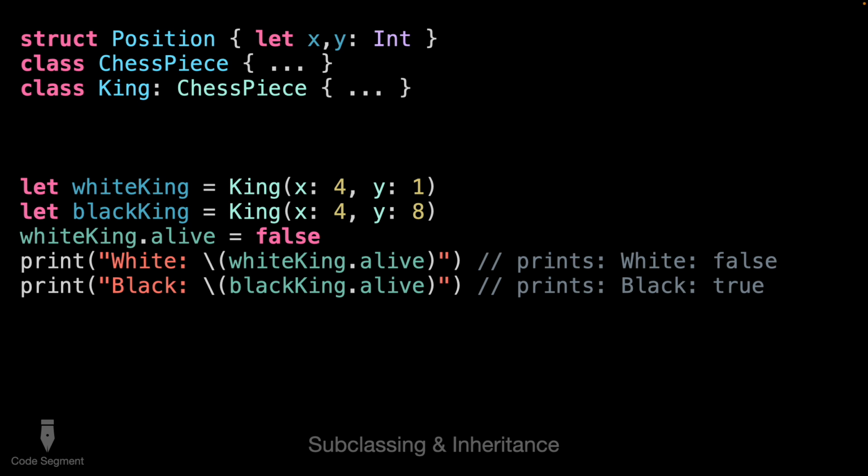So here, when we call white king.alive, we are getting the false value because that's what we set to false. When we call black king.alive, we're getting the true value because by default, alive is set to true in the chess piece class, right? We're not even doing that in king. That's just a chess piece thing. The piece starts alive. It starts with the alive property set to true. Okay.